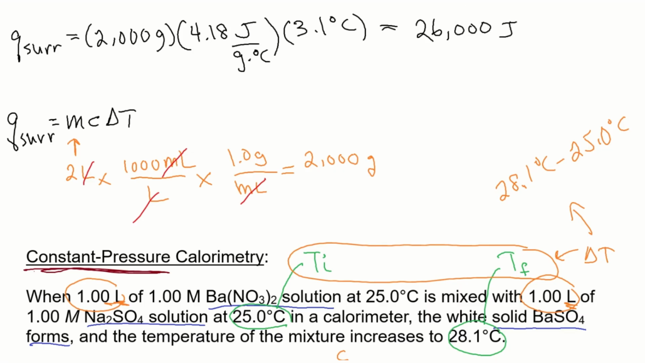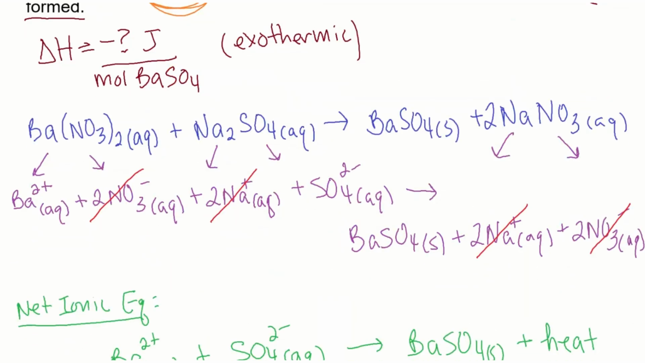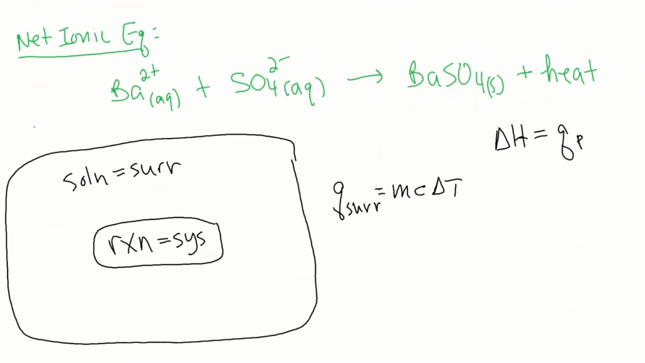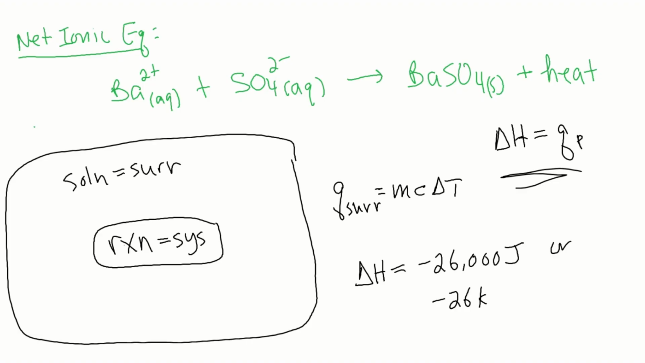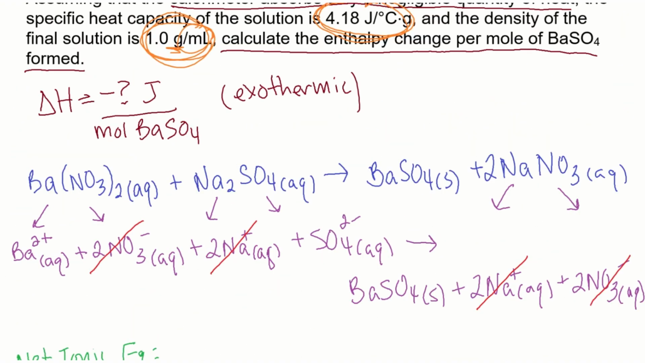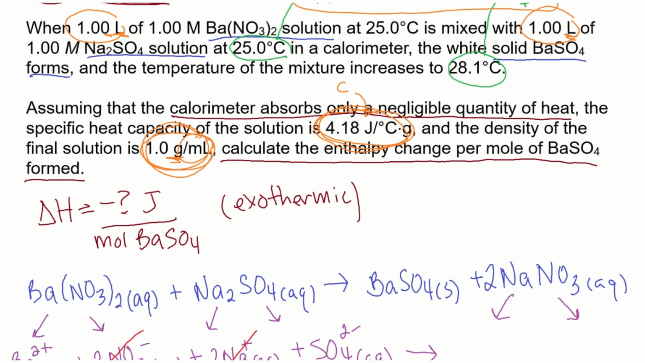Now we need to trim that to 2 significant figures, so we'll go with 26,000 joules. Now, that is the heat absorbed by the surroundings, which means that is the heat released by the system. So we can switch the perspective by slapping on a negative sign. And remember, since this is under constant pressure, q is equal to delta H, which is equal to negative 26,000 joules or negative 26 kilojoules. Now, we are not done because the question is asking us for the enthalpy change per mole of barium sulfate formed.